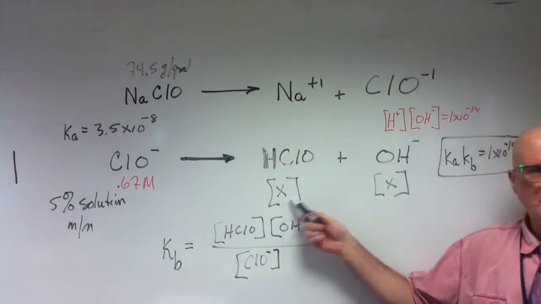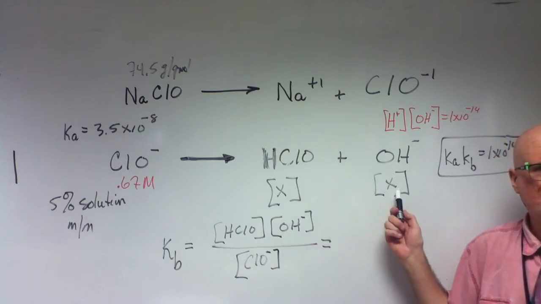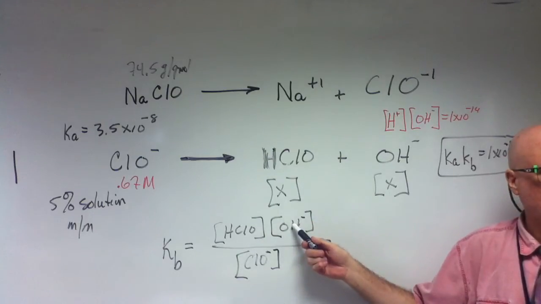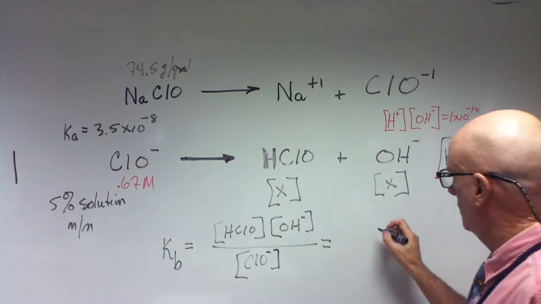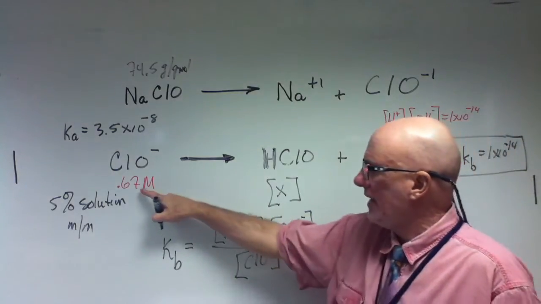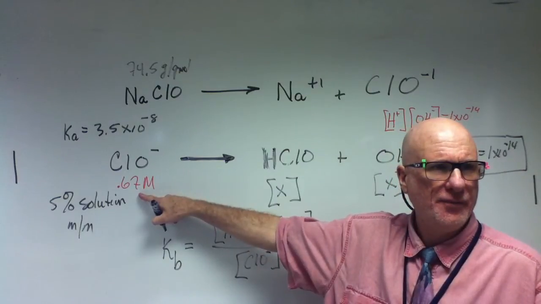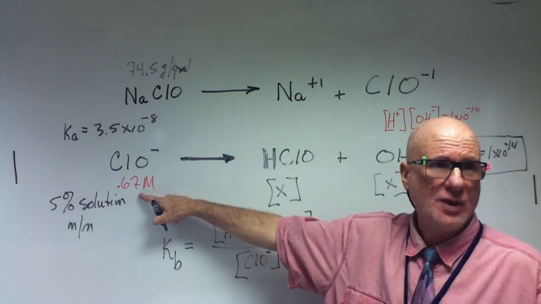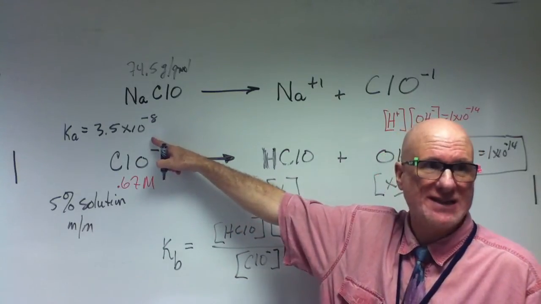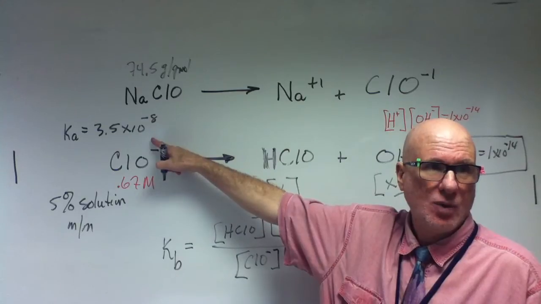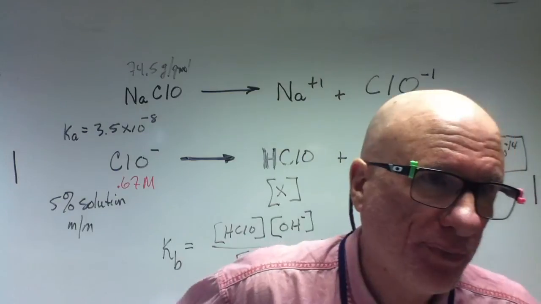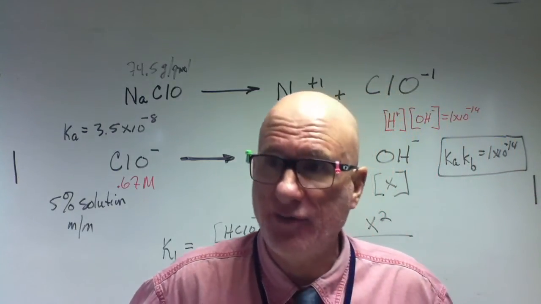What are you going to put in? The value at this point. Yeah, you're going to put X here, X here. What's X times X? X squared. Do I have to subtract X from that? No. Why? Because what's KB? That is not KB, that's Ka. What's the equation? What's Ka times Kb equal? 1 times 10 to the negative 14th, correct?